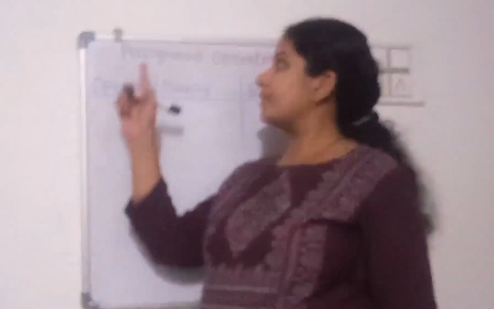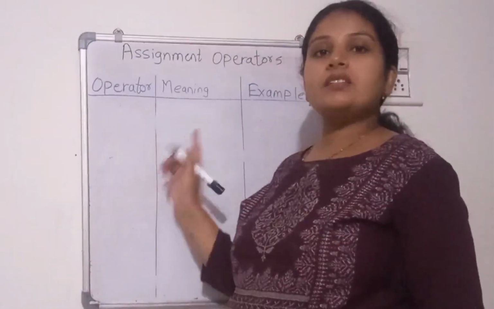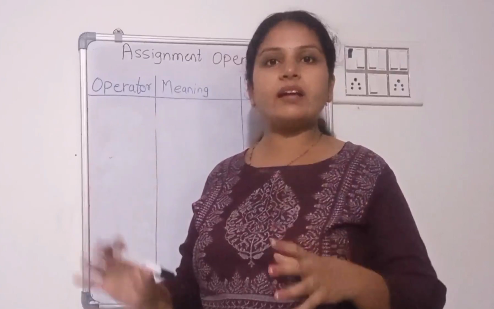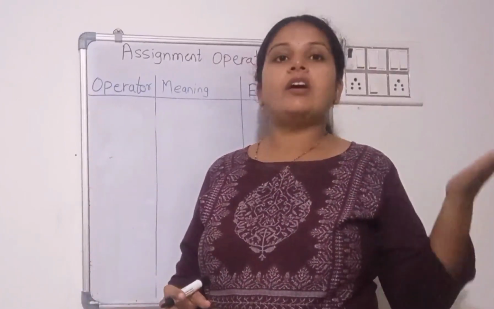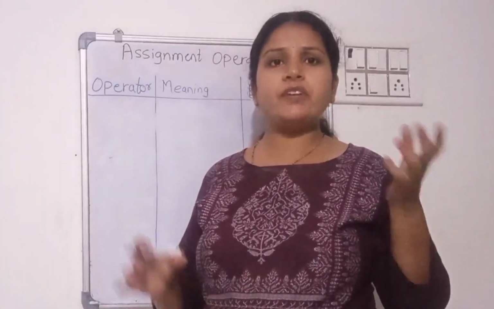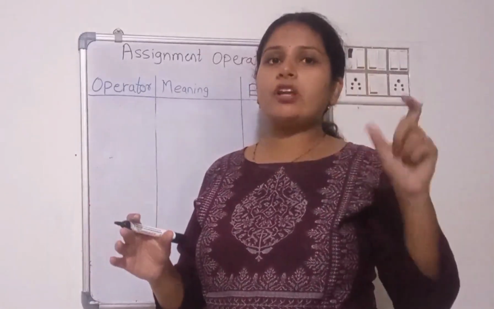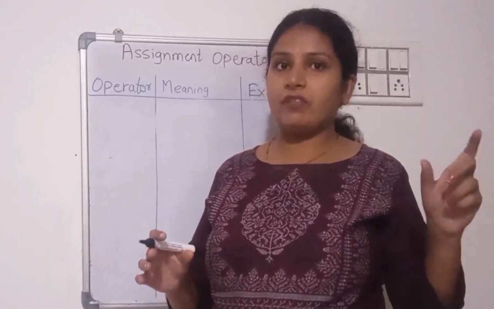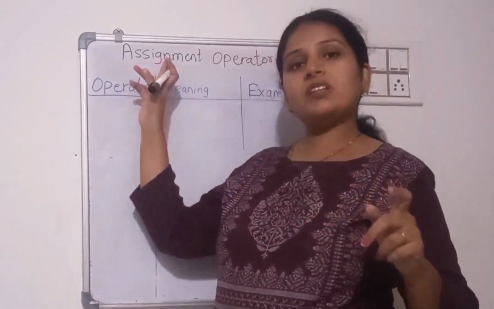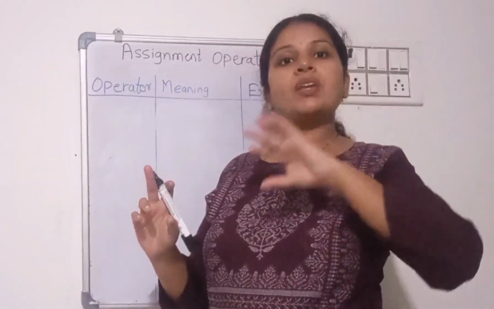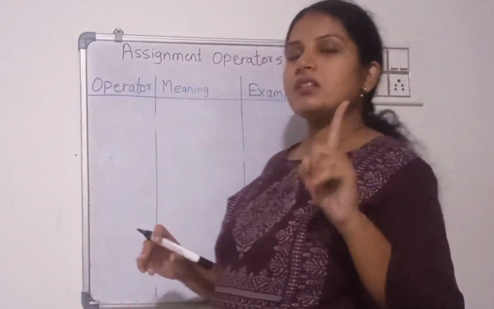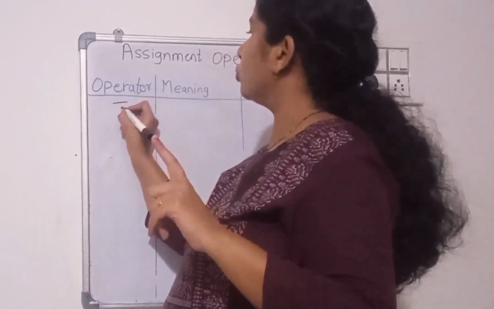The second type of operator is the assignment operator. Using these operators, you are assigning a value to a variable. In past examples we have seen, we have assigned a particular value to a specific variable. So by using the assignment operator, you can assign the value.